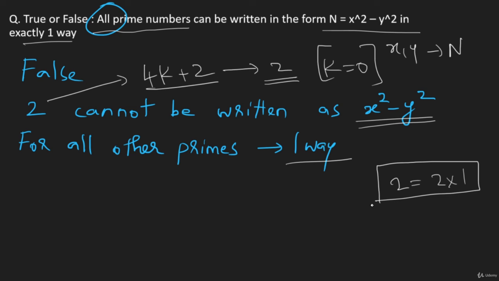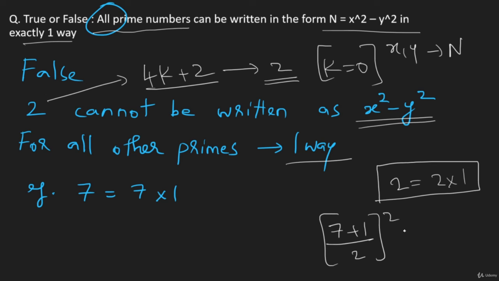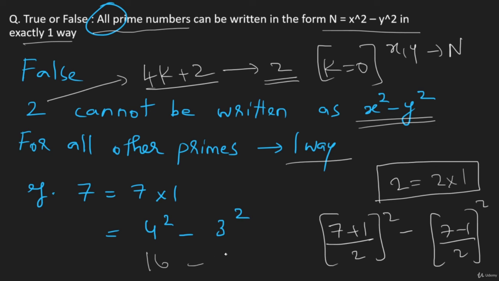Right? Let's take an example. Say you have the number 7. So 7 is equal to 7 into 1. So you can write this as 7 plus 1 by 2 the whole square minus 7 minus 1 by 2 the whole square. 7 plus 1 is 8. 8 by 2 is 4. So this is 4 square. 7 minus 1 is 6. 6 by 2 is 3. So this is 3 square. So you can write 7 as 4 square minus 3 square. 4 square is 16. 3 square is 9. 16 minus 9 is equal to 7.